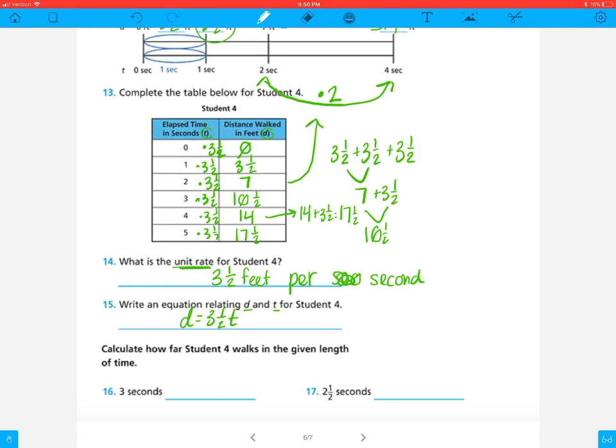For numbers 16 and 17, can you go ahead and solve these in your group and then share? You can send somebody up to the whiteboard to share it. Use that equation in number 15.